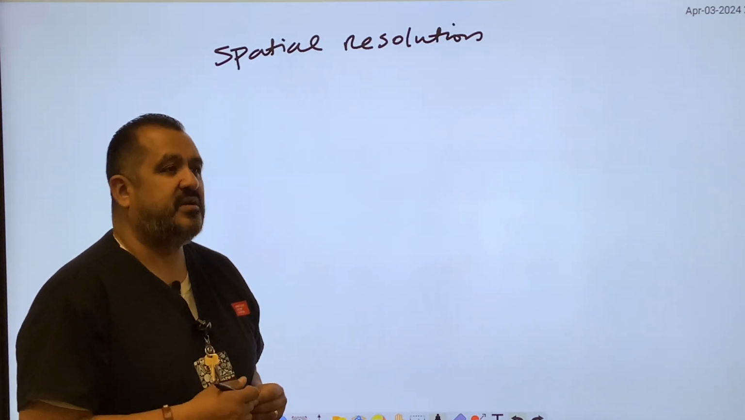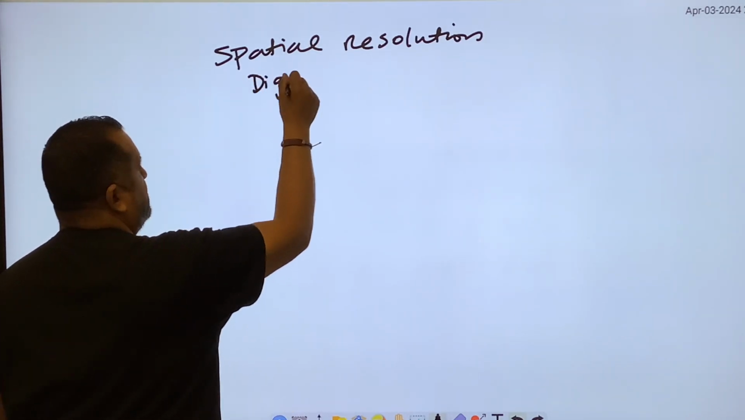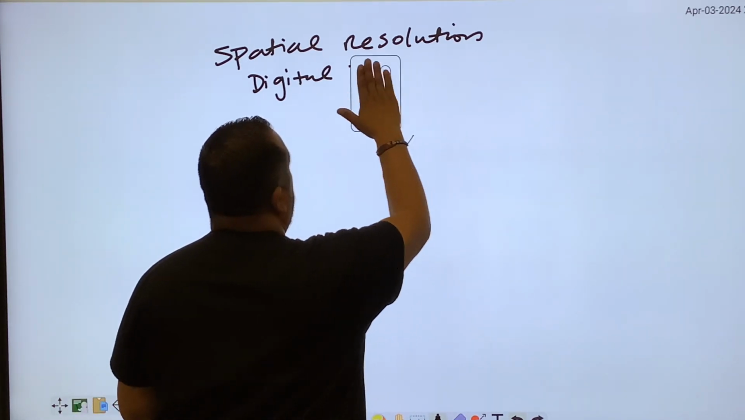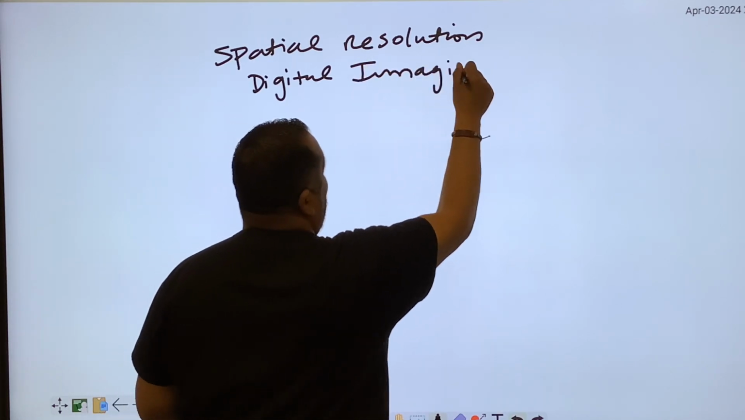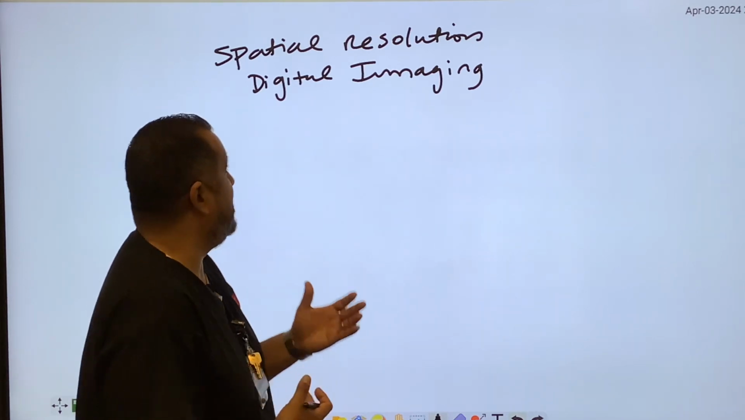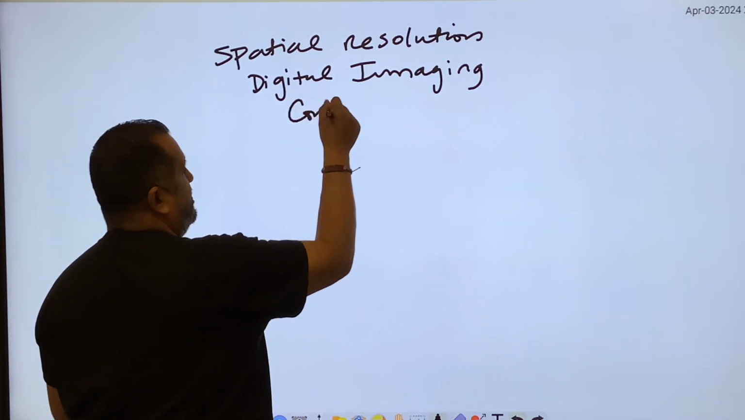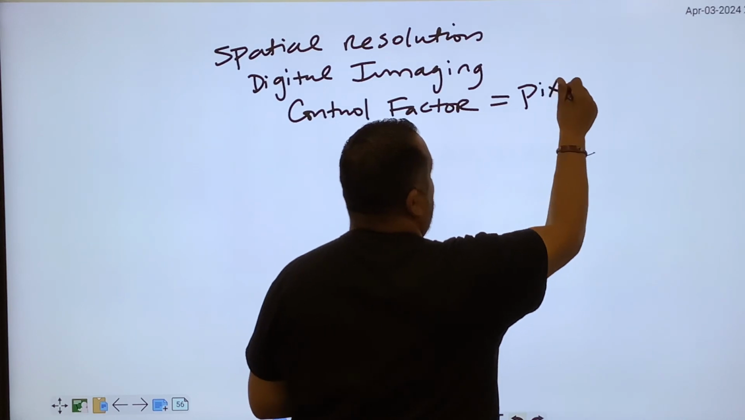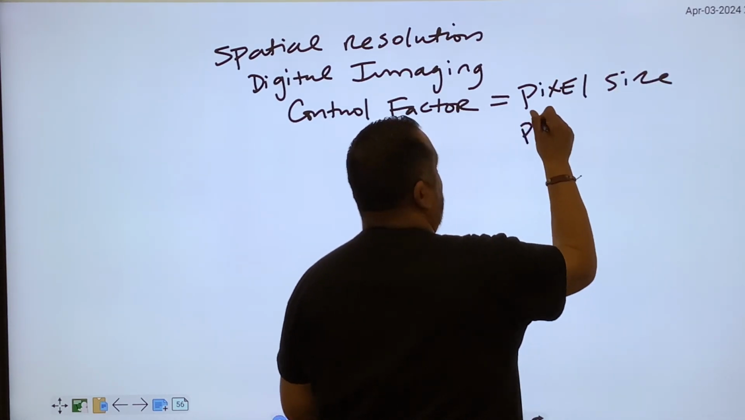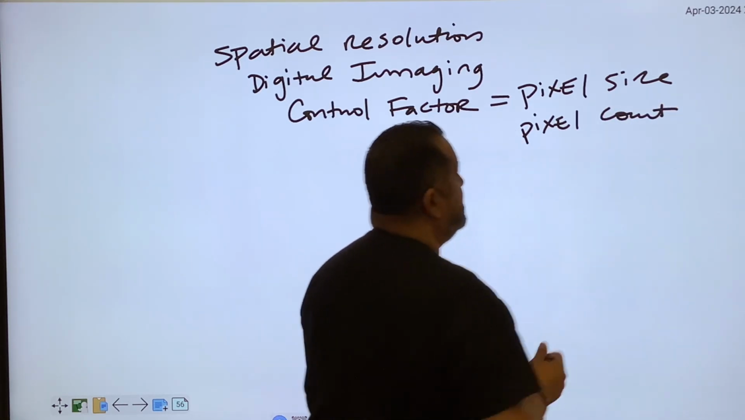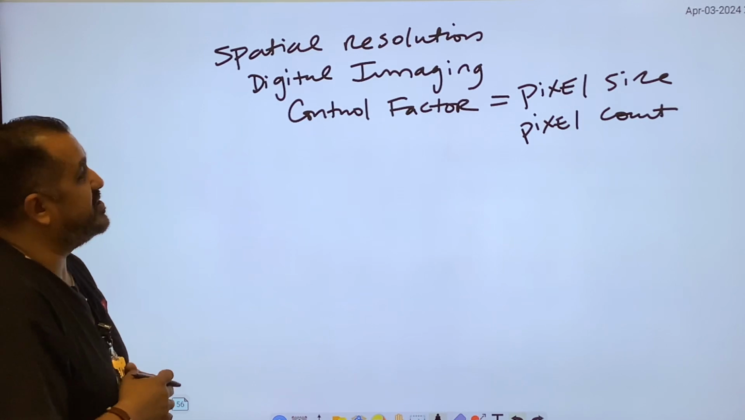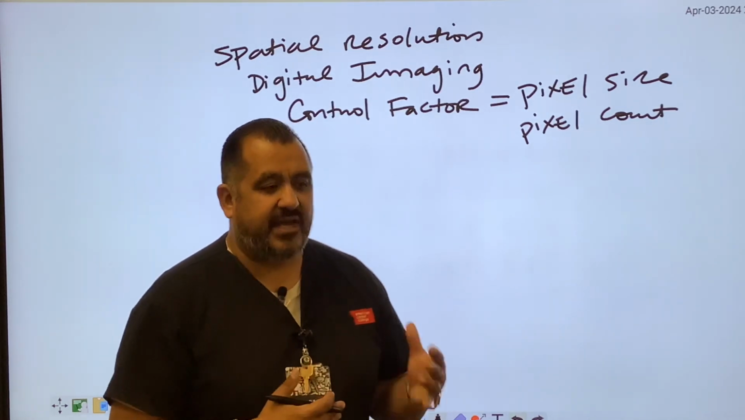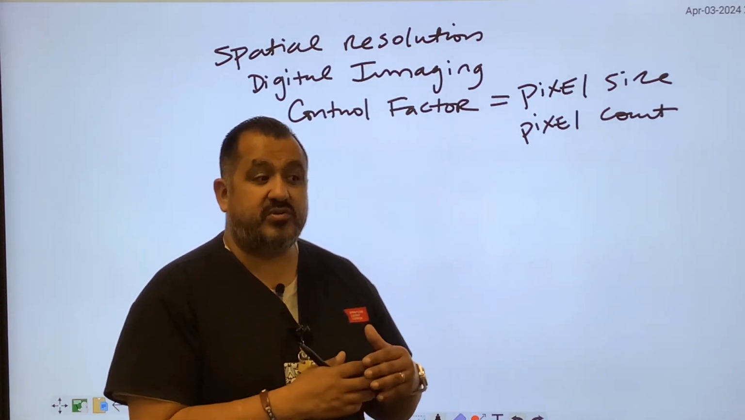With spatial resolution, the controlling factor in digital imaging is going to be pixel size and pixel count. This is the controlling factor for digital imaging spatial resolution. There are other things involved that we'll discuss today, such as SNR, DQE, and MTF, and how they influence the spatial resolution of the image itself.